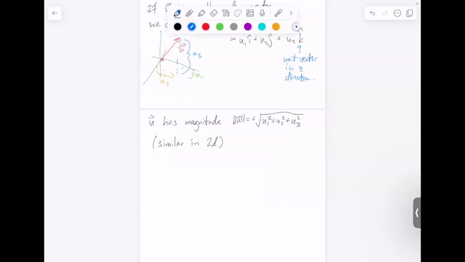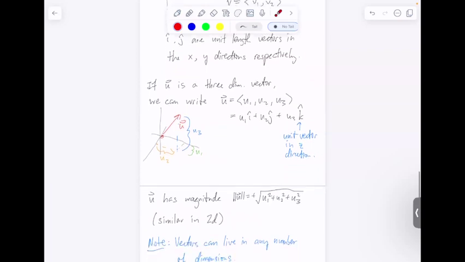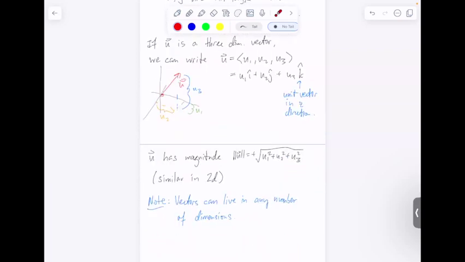In this class, we're exclusively focusing on 2 or 3 dimensions pretty much, but vectors can live in any number of dimensions. Let's say you have a 4-dimensional vector. Let's say you're doing general relativity, special relativity, anything. Space-time is 4-dimensional, so vectors in space-time are going to have a 4th component, which you'll just append to the end of this. You could even have vectors of 1,000,000 components.